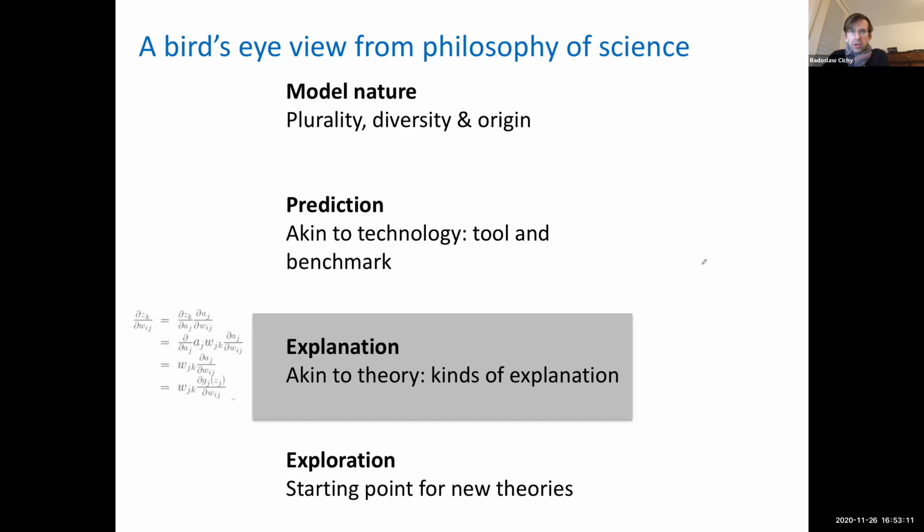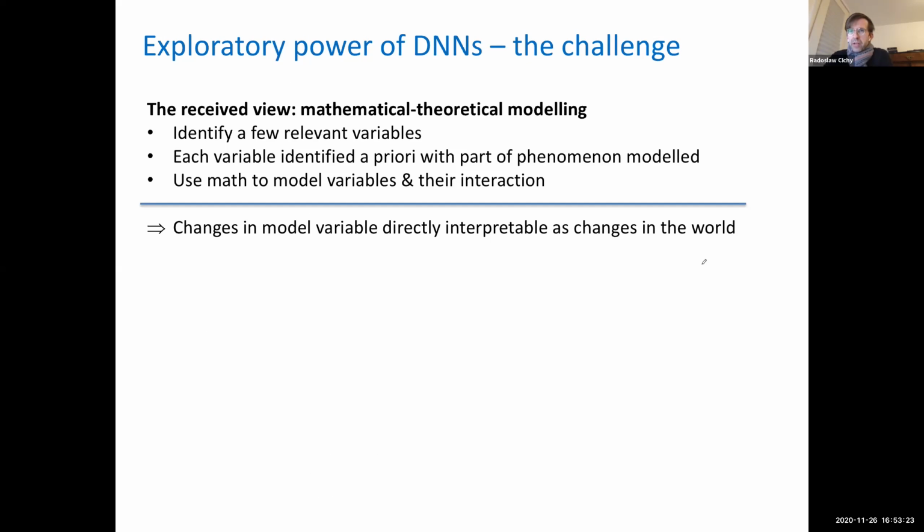In the third part, I would like to talk now about how these models can provide explanations. So how they can be used akin to theory for that purpose. Before I do so, I would like to more clearly tell you what the underlying grudge is that people have against deep neural networks when they are used in science for explanation. And this is something that has often been called the received view of how modeling is done, the mathematical theoretical modeling approach.